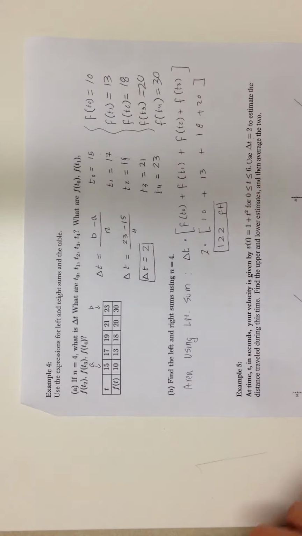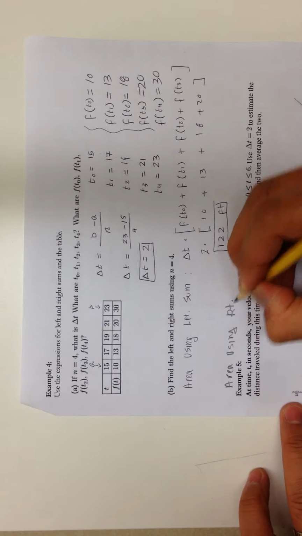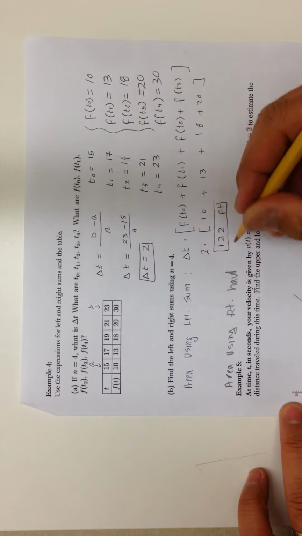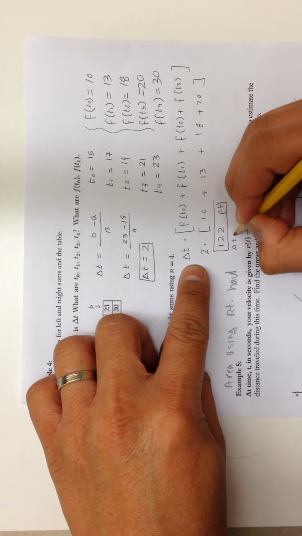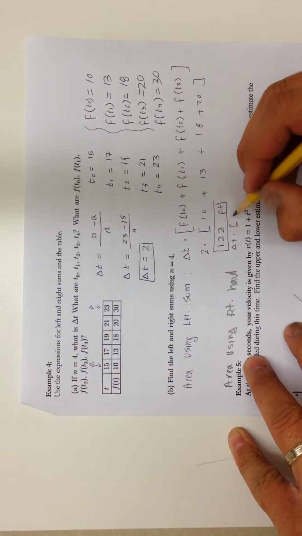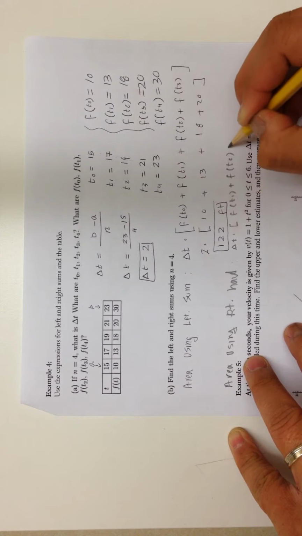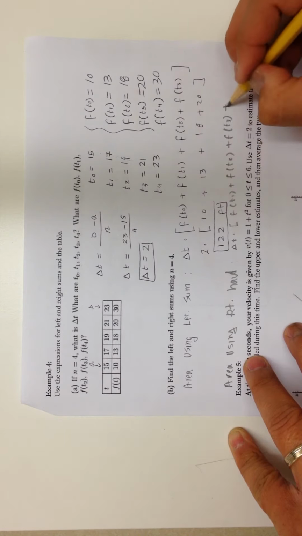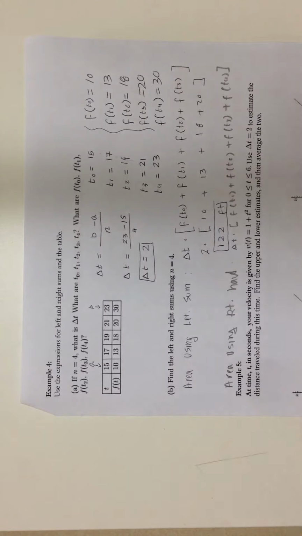Okay. Right hand, so area using right hand. So for right hand, you're still doing the change of t times, but we leave out f of t sub 0. So we start with f of t sub 1. So f of t sub 1 plus f of t sub 2 plus f of t sub 3 plus f of t sub 4. And again, if you need to know why we left that out, watch the first video. The first video hopefully will help explain that.